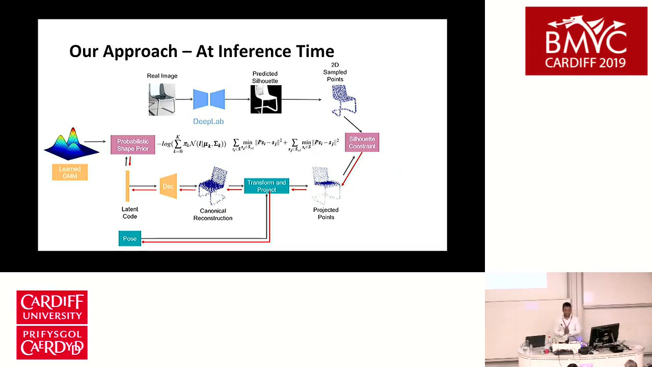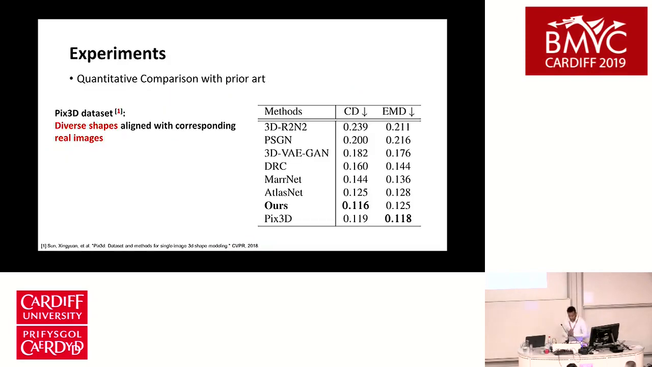And at inference time, all you rely on is a single off-the-shelf DeepLab-like silhouette estimation and optimization approach, which can use the shape prior. The result of this pretty simple approach is evaluated on the realistic dataset Pix3D, which has real images of diverse shapes like chairs, sofas, or tables, and corresponding 3D shapes, which are aligned with them. And we compare against a whole lot of landmark approaches which solve the same problem.